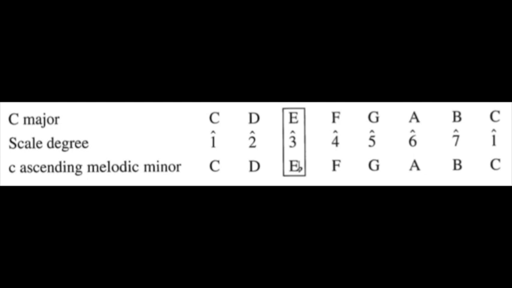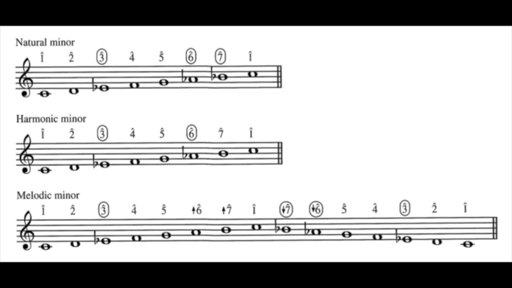The descending form of the melodic minor scale is the same as the natural minor scale. The three minor scale types are summarized here. The scale degrees that differ from the major scale are circled, and please notice the arrows used in connection with the melodic minor scale in order to distinguish the descending 6/7 from the ascending 6/7.